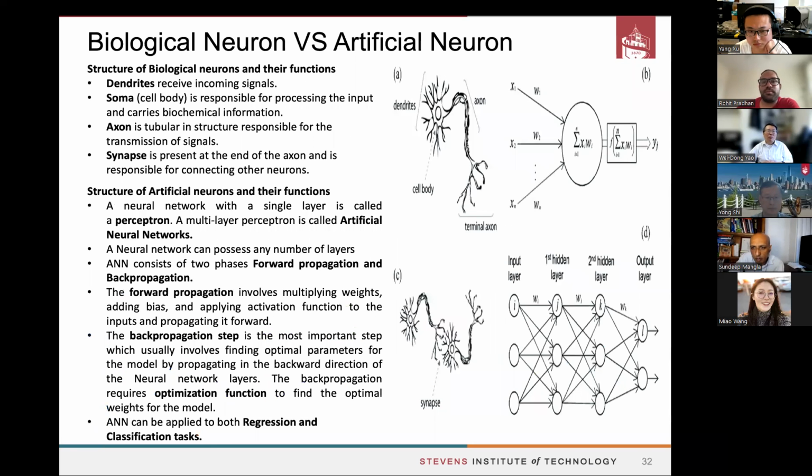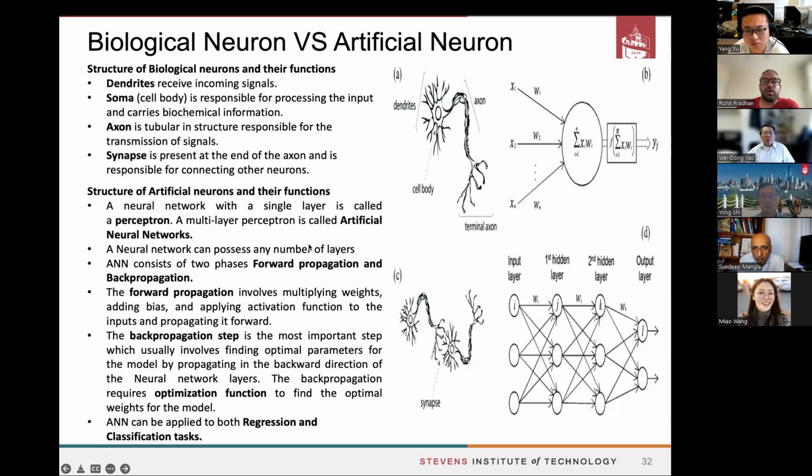The relevance between the biological neuron and the artificial neuron is the same as how information transfers from dendrites to axons. Similarly, in the artificial neural network the information inputs are x1 and so on, and the weights assigned to them are multiplied with the inputs. In the transfer function we get the summation, then we apply the activation function, and then we have the output.